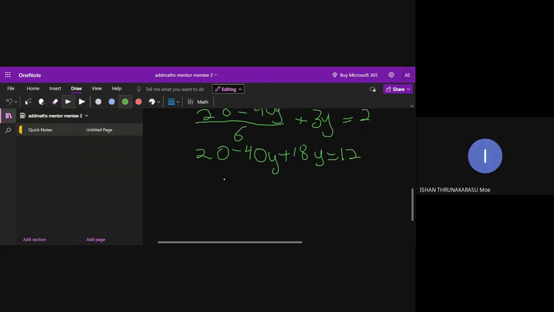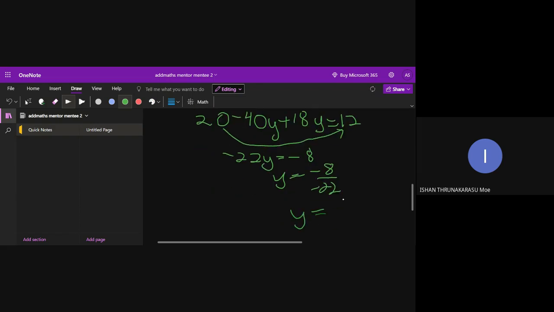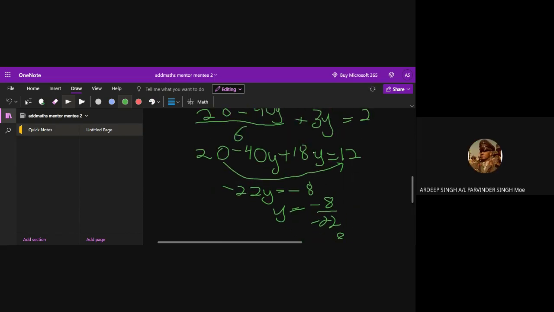You just take the 20 minus 40, rewrite back, then 6 times 3y, then 6 times 2. Understand. So minus 22y. Now like that, I want to bring this here, so it will be minus 8. So y will be minus 8 over, so minus 20 minus 12 and negative 40 plus 18, yeah. Oh, sorry, plus.